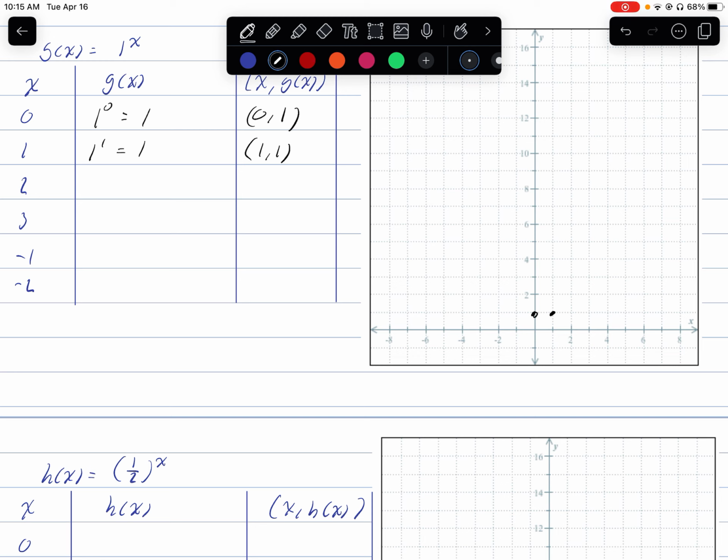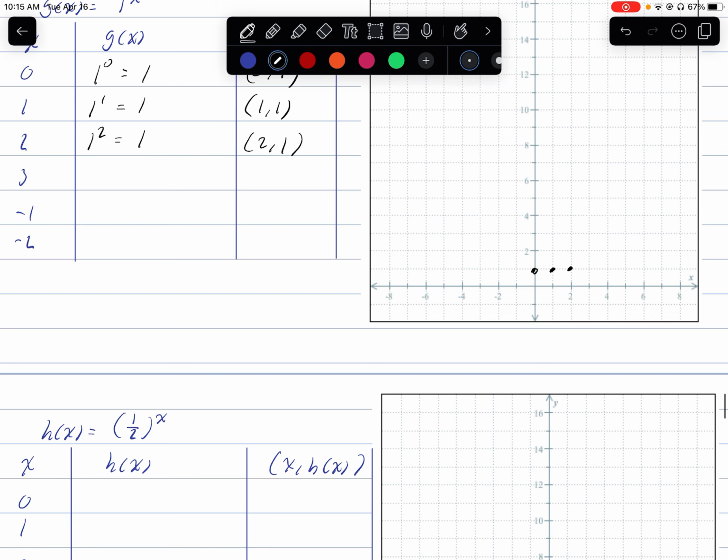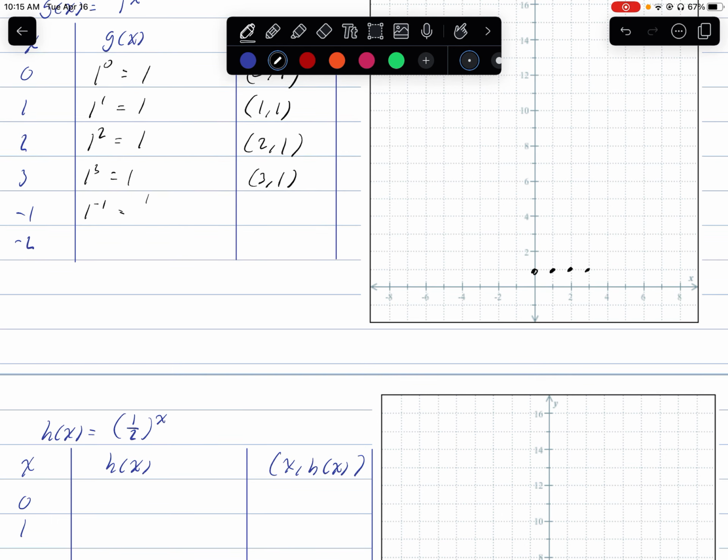How about x equals 2? We have 1 squared, or 1 times 1, which is just 1 again. So we get the point 2, 1. Maybe we're noticing a pattern here. If x equals 3, we'll have 1 to the third, which is 1 again. So we'll have 3, 1. And if we do negative 1, we'll have 1 to the negative 1, which is 1 over 1, which is just 1. So we'll have negative 1, 1.